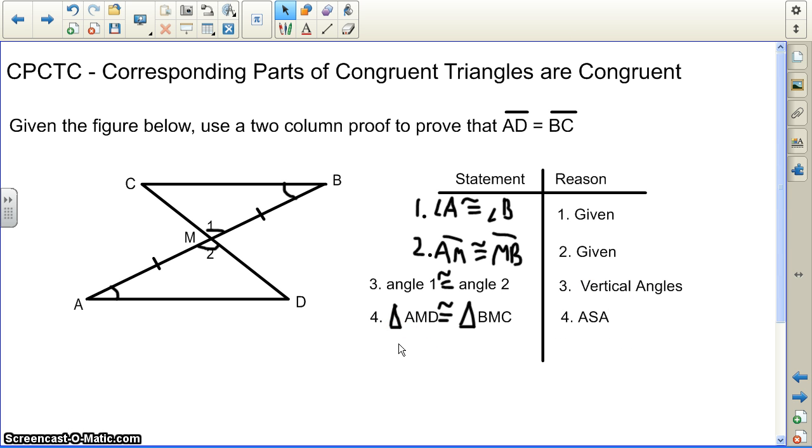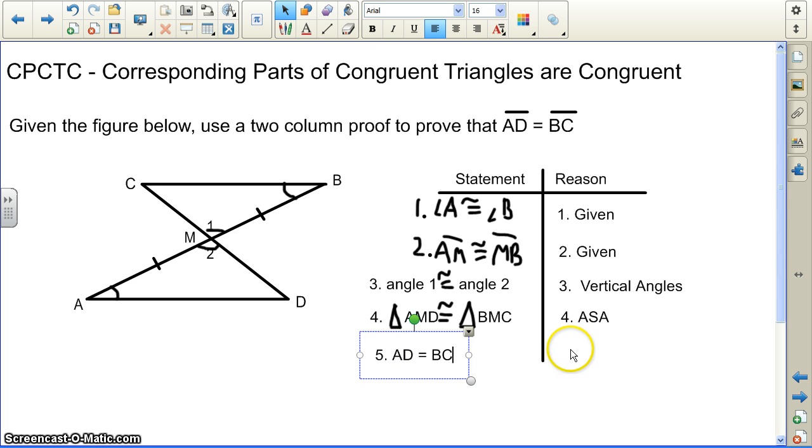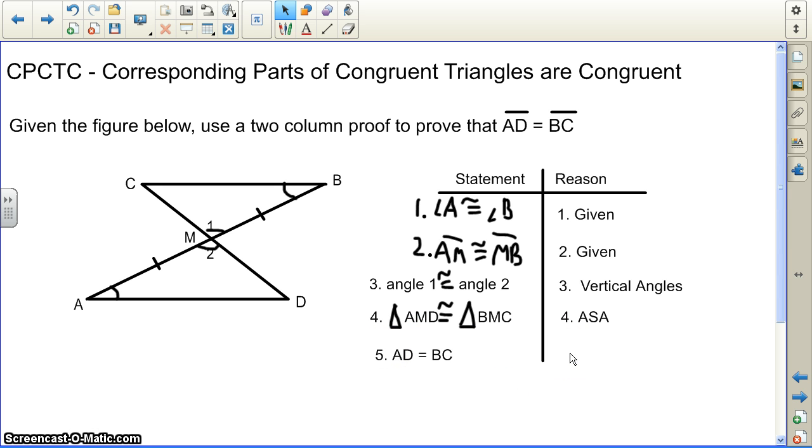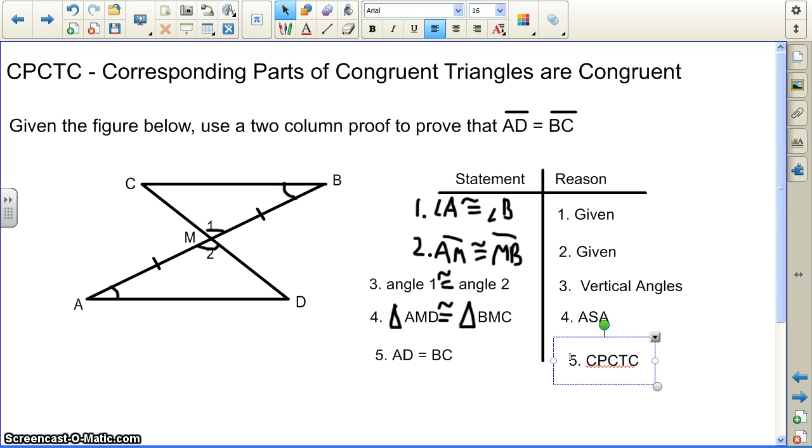And then finally, if those two triangles are congruent, that lets us know that AD is equal to BC. The reason that we know that is because if the triangles are congruent, that means all the corresponding parts are congruent. So they're congruent because that's CPCTC. Okay, and that's a two-column proof.